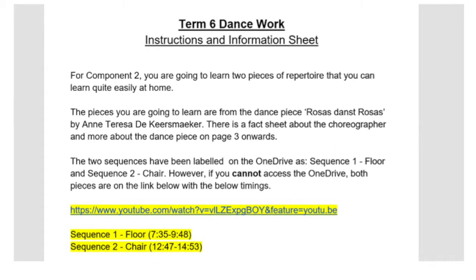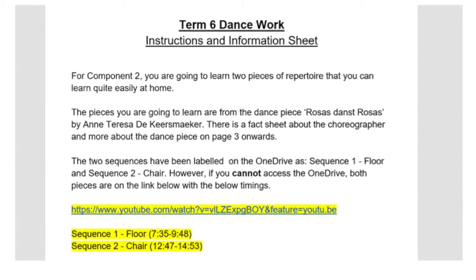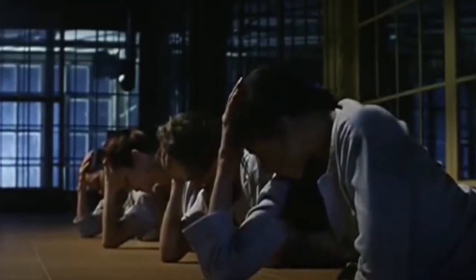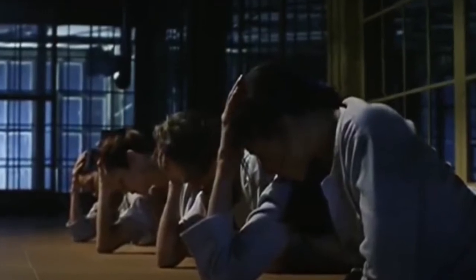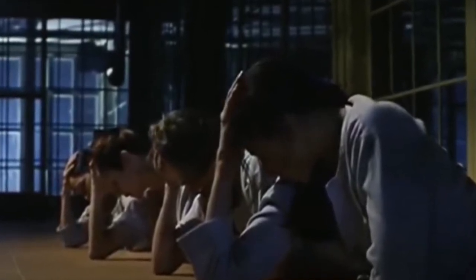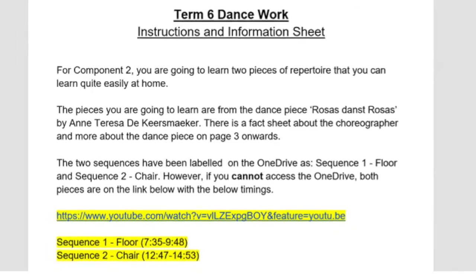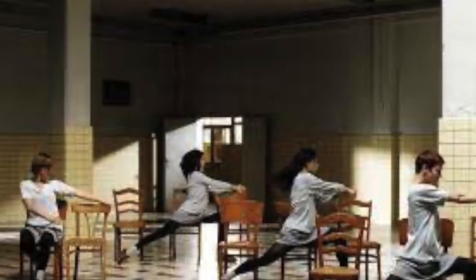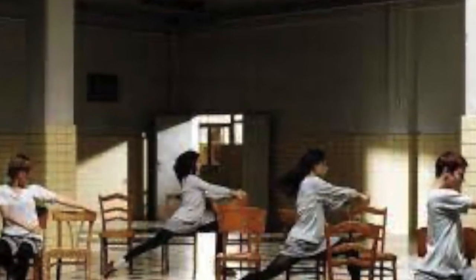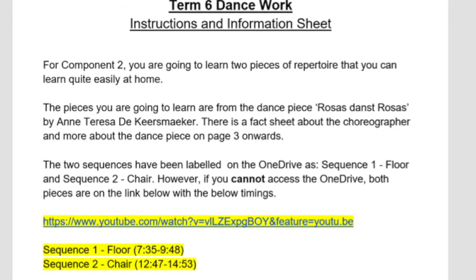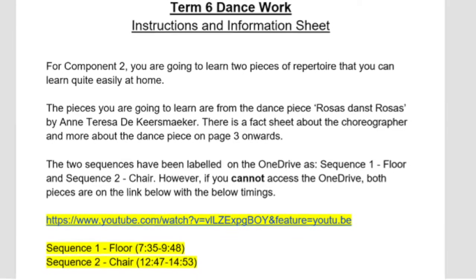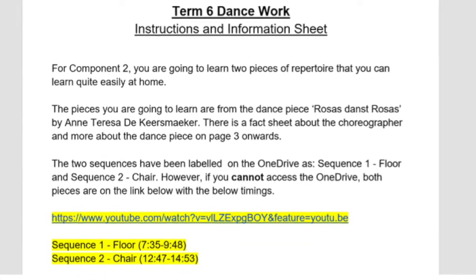The two pieces that I picked are a sequence piece, which is based on the floor. It's a floor piece, but you don't need that much space, so it's still ideal to be able to do in your bedroom or outside in your garden. And a chair piece, so all you need is a chair, which I'm guessing you all have access to at home. Now these numbers beside them tell you exactly where in the YouTube clip to find that sequence.